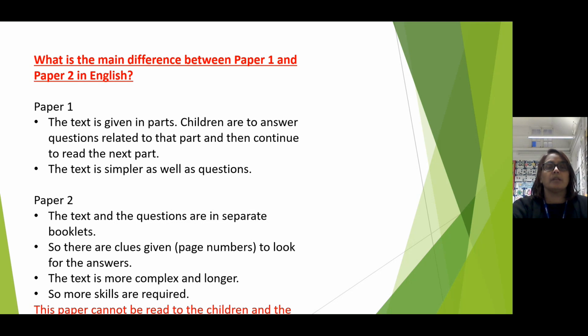And it is to be noted that since it's a reading paper, children cannot ask adults to read any part of the text or the question.